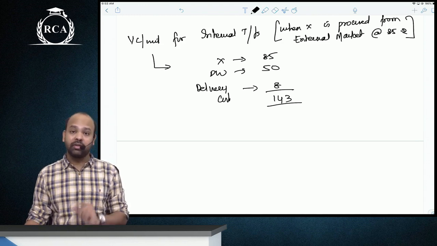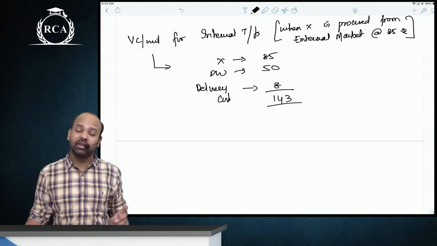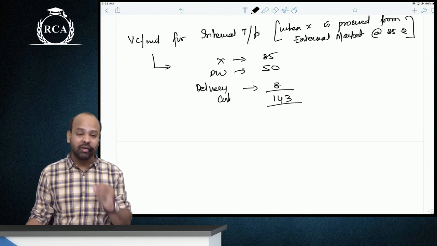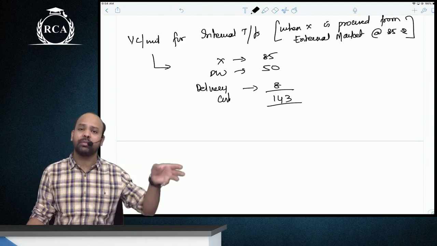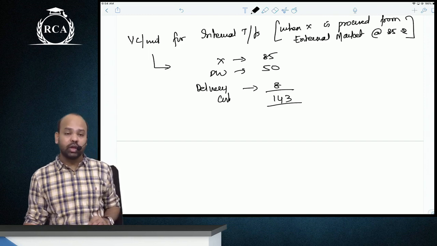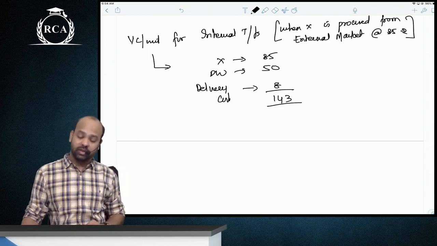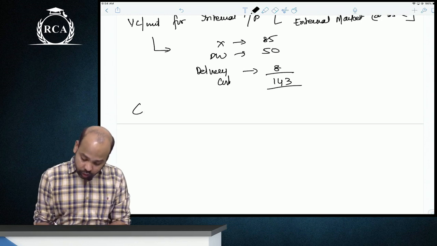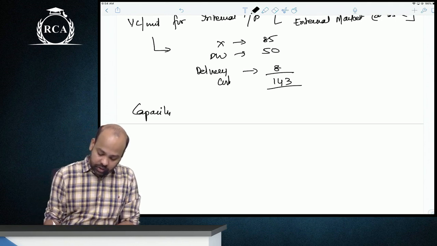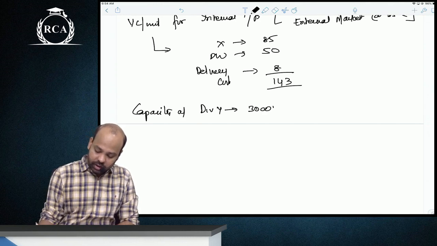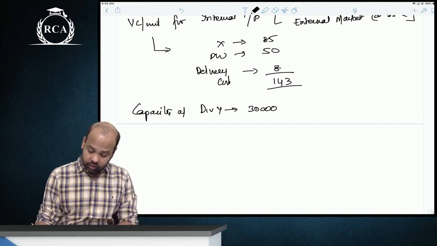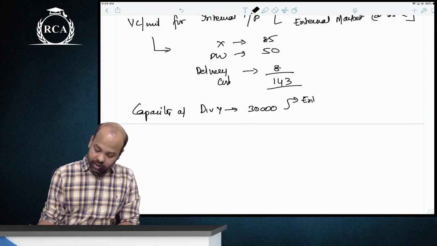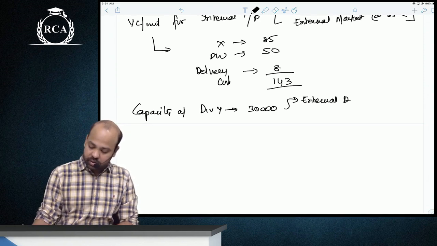Now you might ask, sir, what if division Y is procuring from division X at 70 rupees? Even if it is procuring at 70 rupees, don't you think it will utilize it for the purpose of external sales? Think of it this way. We all know that the capacity of division Y is 30,000 units. Yes or no? Yes sir. Out of which there is an external demand of 26,000 units.